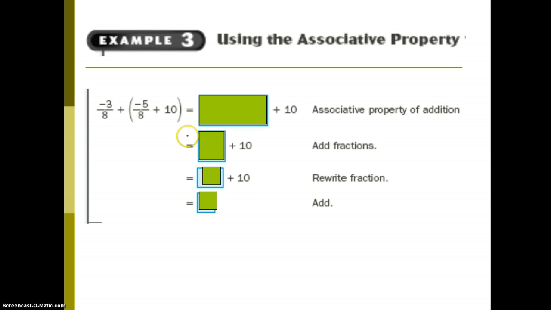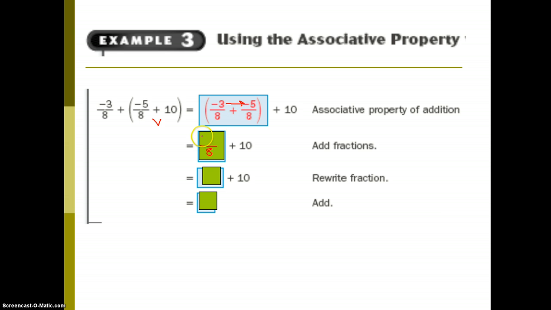example 3, let's use the associative property. Okay, here's parentheses. -5/8 plus 10. Oh, fractions. So, it may be a little more difficult to add a whole number with a fraction. So let's group the fractions together instead. Now, because they have a common sign, it's pretty easy to solve. The common sign stays just that, 8, and now you just add 8 plus -5.